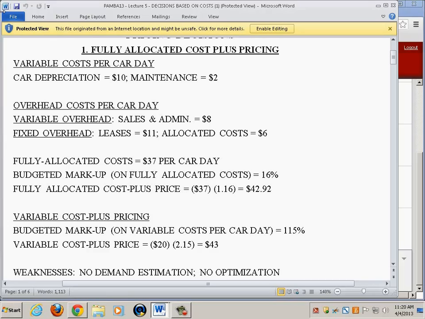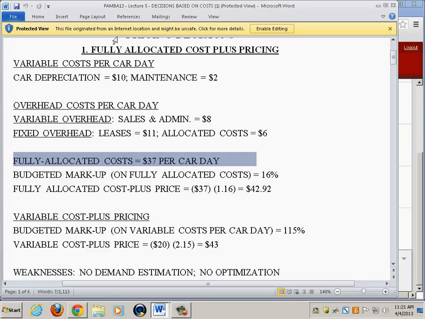And other allocated fixed costs were the opportunity costs of tying up the funds in the purchase of the fleet of 100 cars, and that came out to $6 per car day. So if we add all those costs, 10 plus 2 plus 8 plus 11 plus 6, we get that the fully allocated costs are $37 per car day.